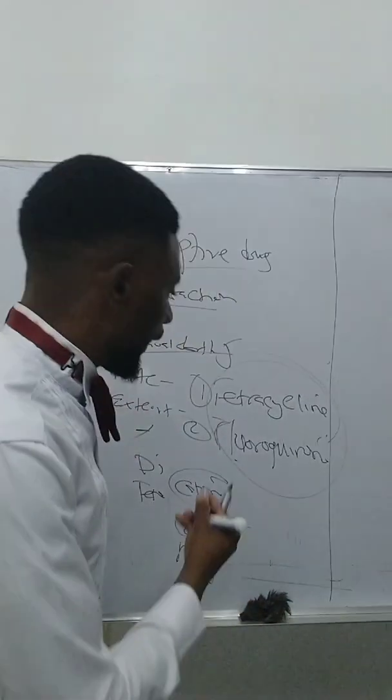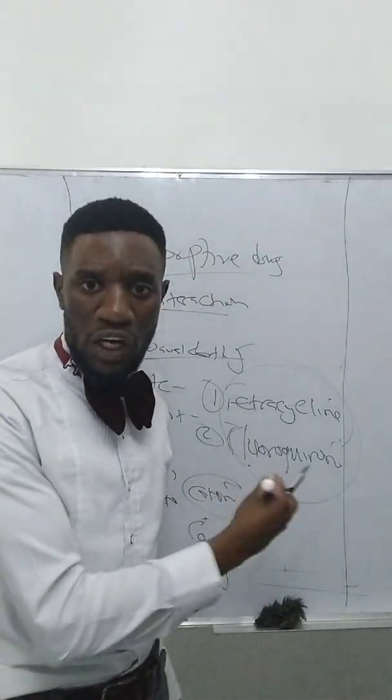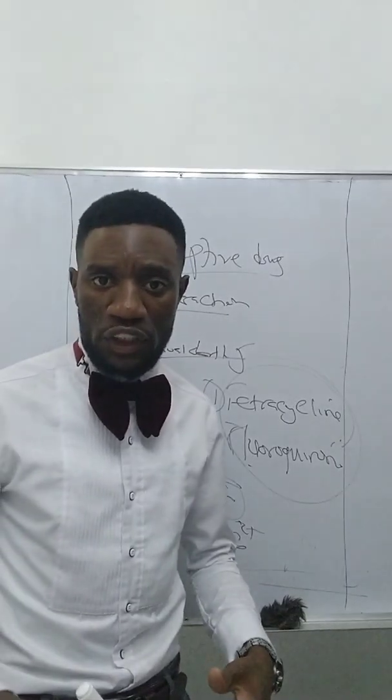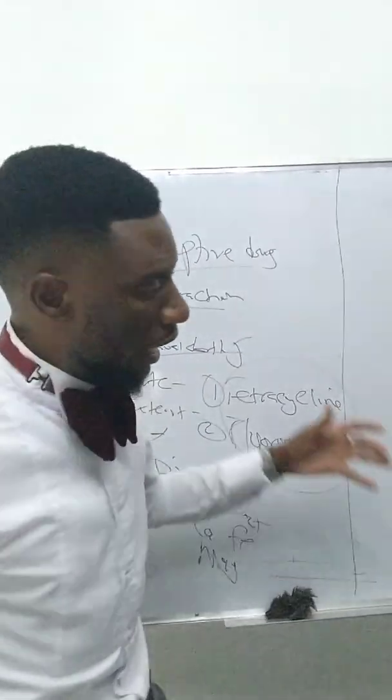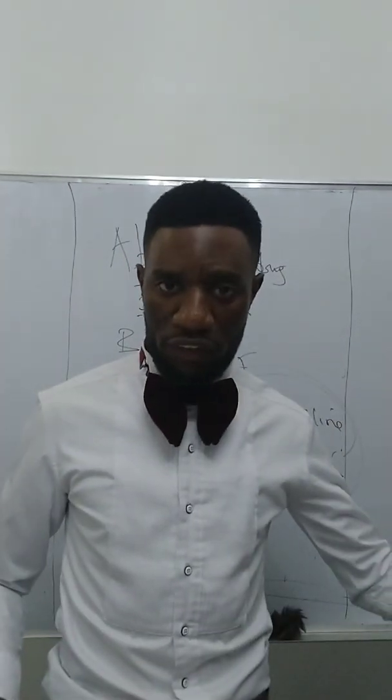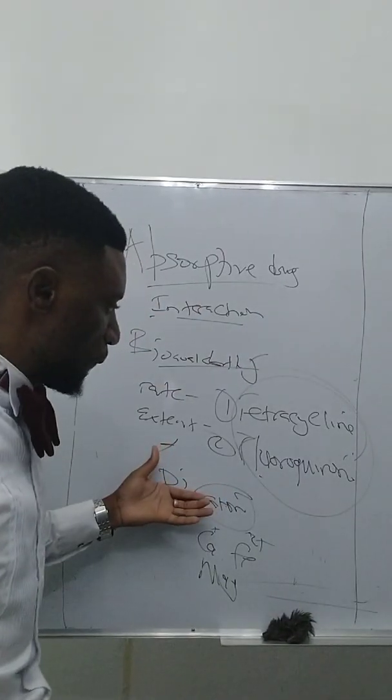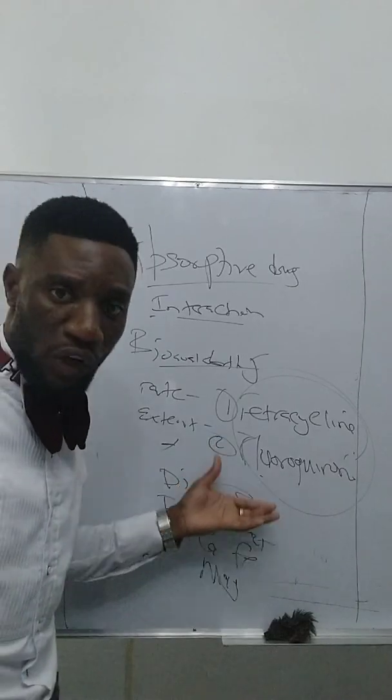This is what we call absorptive drug interactions, where drugs themselves interact in the GIT, thereby forming large complexes and limiting the absorption of the other drug. That's why this is very important. Now, given these aspects, let's go to other drugs.